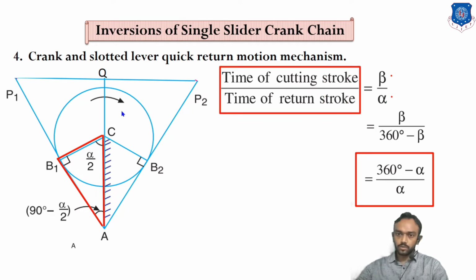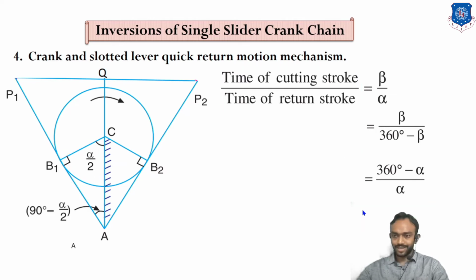Because the total angle is 360, 360 minus alpha is equal to beta. So these two formulas we will mostly use. Okay, so let's start with the example.